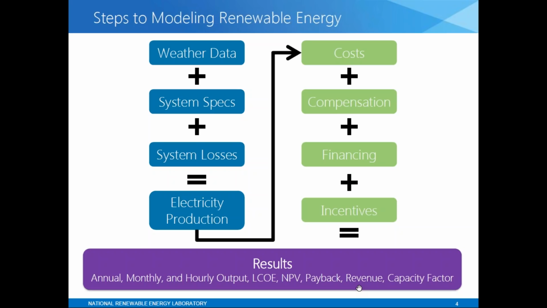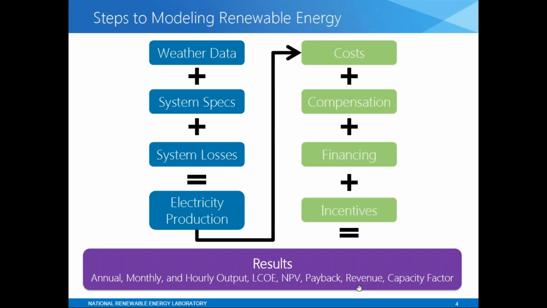You then take that electricity production over the first year and push it to the cash flow model, where you combine it with costs for the system. And we have, in some cases, quite detailed cost models. Compensation, meaning what are you selling that electricity for? And then financing. If you're taking on debt for the system, what does that debt cost? What are the terms of that debt? Or if you're just doing equity, what does the return need to be for your equity? And then lastly, incentives.